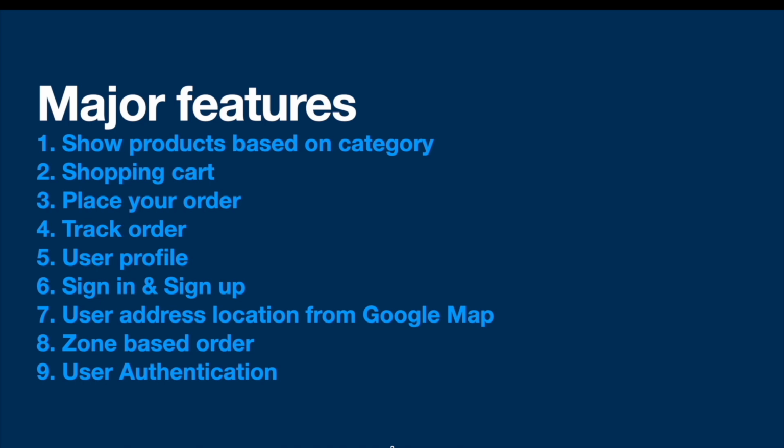Here we'll cover some major features. Well, first we'll learn how to show products based on category. Then you will learn how to build shopping carts, place your order, track order. And after that, you'll also learn how to build user profile and pages like sign in and sign up pages. And we'll also see how to build user address location from Google Map. And you can also build zone-based order for users. And the whole app would keep track of user authentication.